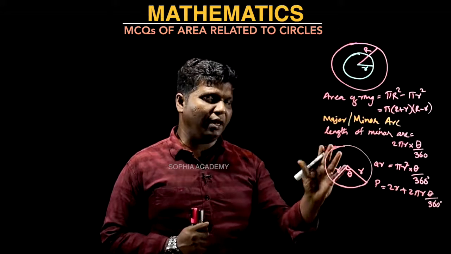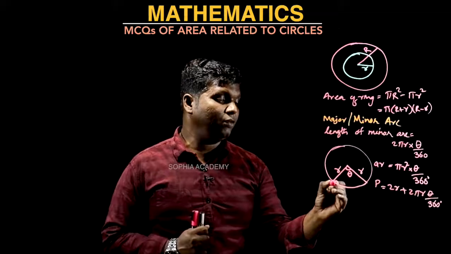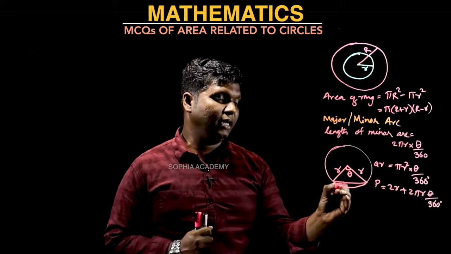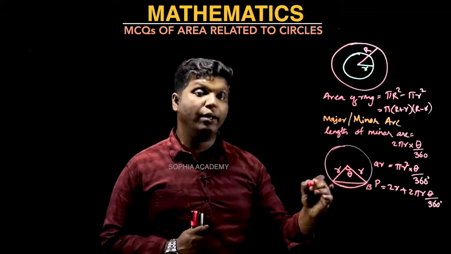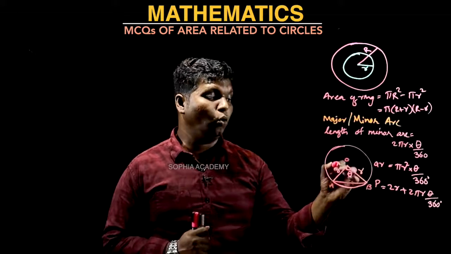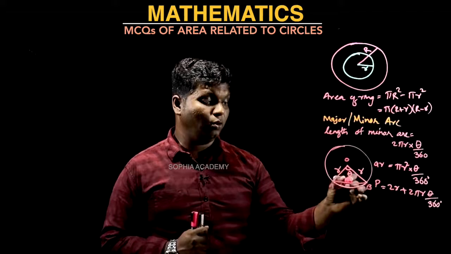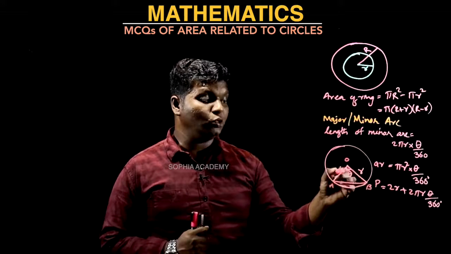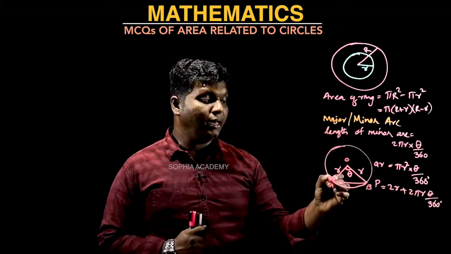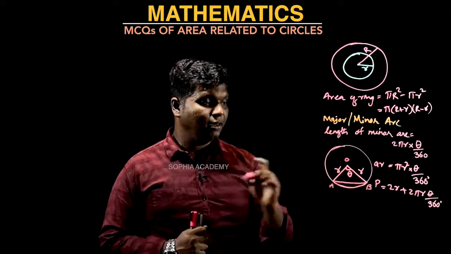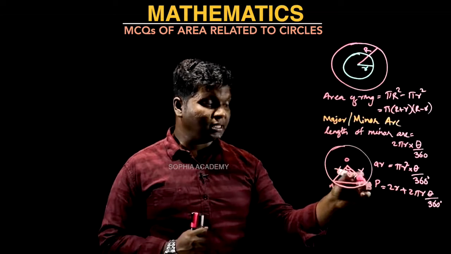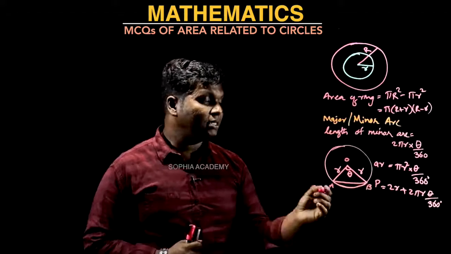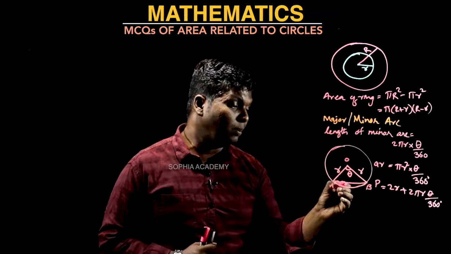Now the next one is segment. Segment means, in the same figure I will show you where the segment comes. If you are drawing a chord like this, I'm taking it as AB, take the center as O. Here you can see there is a triangle also. The area between the two radii and the arc is what we call the sector. Segment means this will be the area, this part.